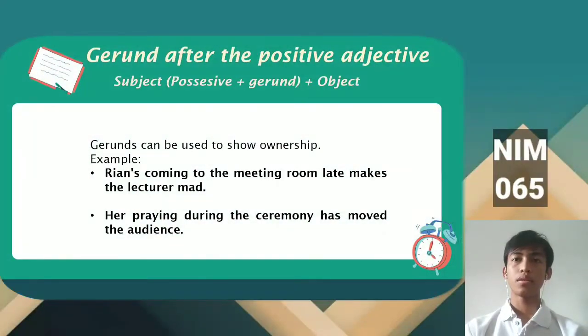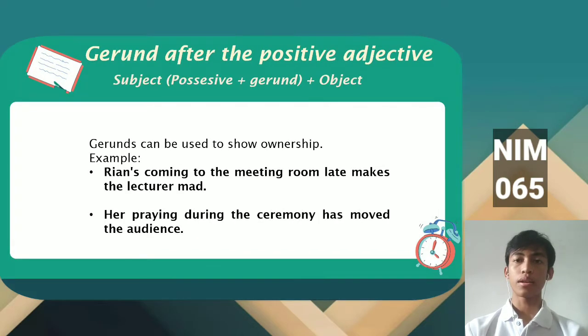Number 5. Gerund after the possessive. Gerund can be used to show ownership. The pattern is subject, that is possessive, plus gerund plus object. Example number 1. Rian's coming to the meeting room late makes the lecturer mad. Example number 2, her praying during the ceremony has moved the audience. Okay, next.